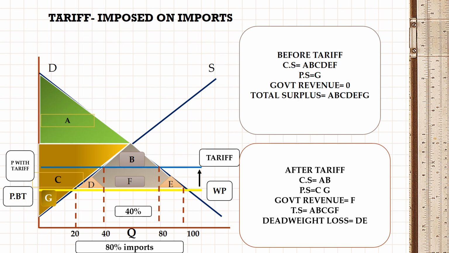So definitely what a tariff does, tariff gives revenue to the government, consumer surplus decreases, total surplus decreases, and there is a deadweight loss in the economy. So keeping in view this information, definitely this is not a good decision to make. So that's what trade barriers or restrictions do to the economy.